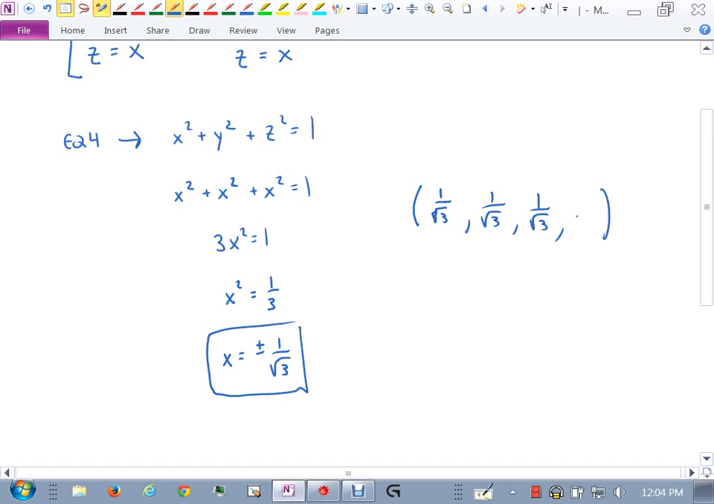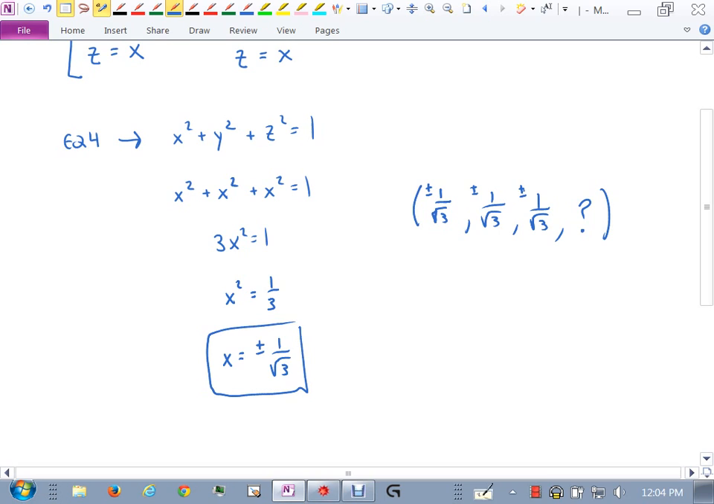Did we ever really figure out what lambda was? Not really, but I don't care. Remember I said if I can get what x, y, and z are, I don't need lambda. Sometimes we need lambda to get x, y, and z, but if we don't, then who cares? Don't go back and find it. And then each of these could be plus or minus.